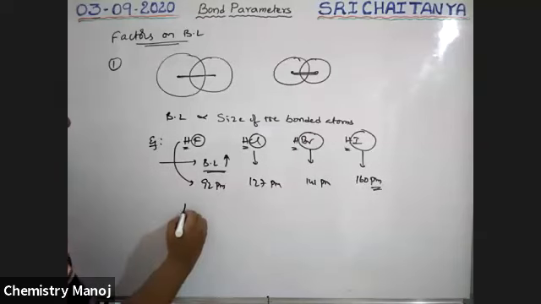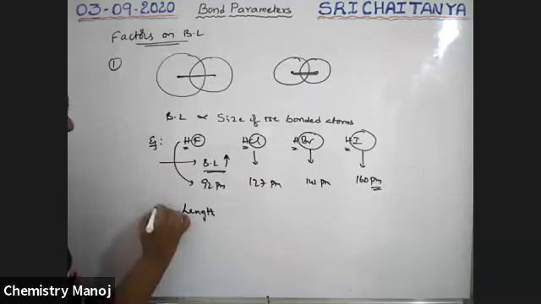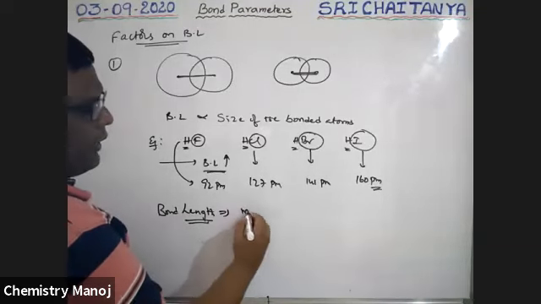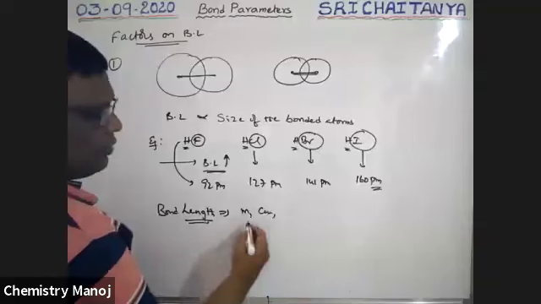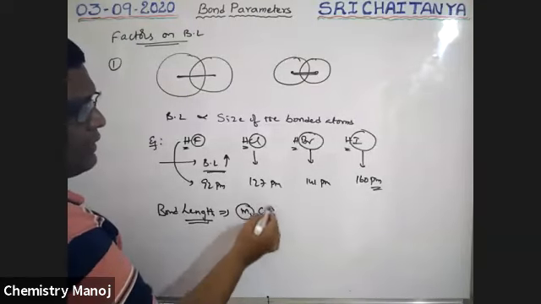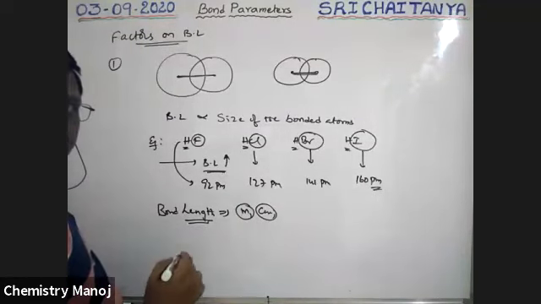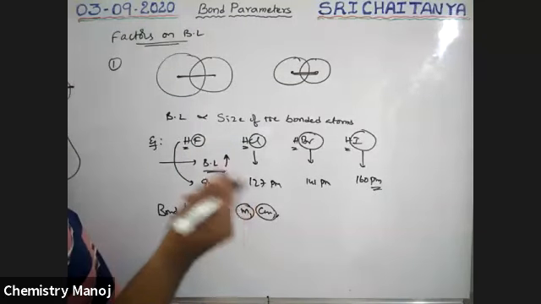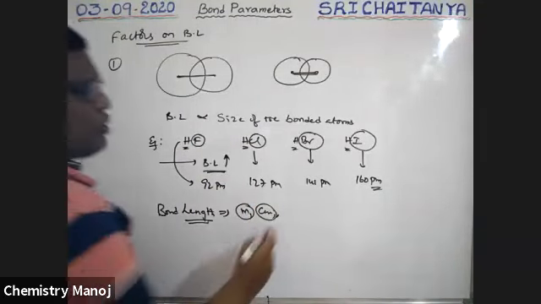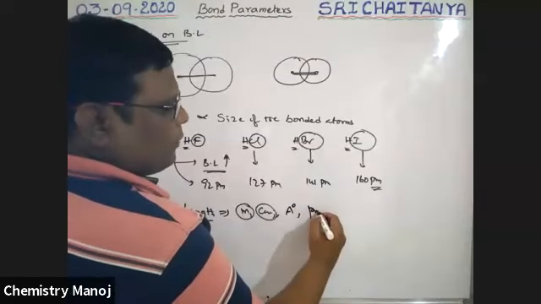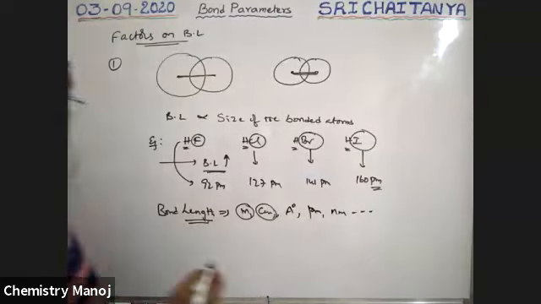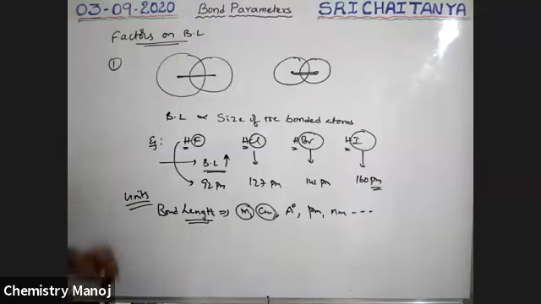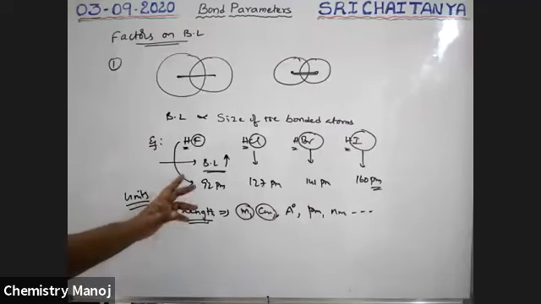Generally, bond length is nothing but length, measured in either meters or centimeters. Meters is the MKS or SI system, and in the CGS system centimeters is the unit. Because bond length is a very, very minute distance, such small distances are measured in angstroms, picometers, nanometers. These are the units for bond length.